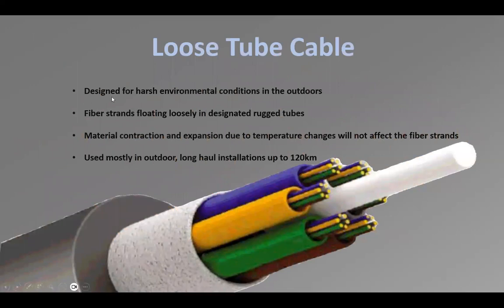Now it's designed for harsh environmental conditions in the outdoors. Right, fiber strands are floating loosely in the designated rugged tubes. So these are the fiber strands, and these are the tubes. Notice they're color coded as well. The tubes and the fiber strands.